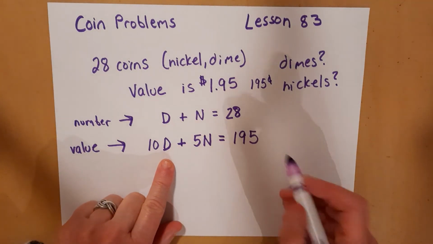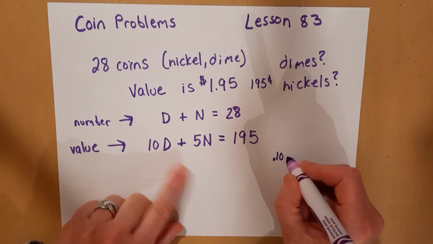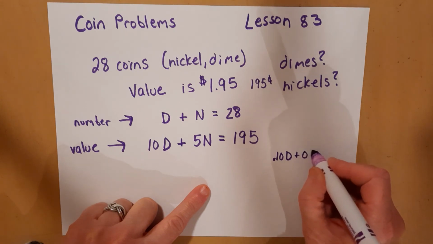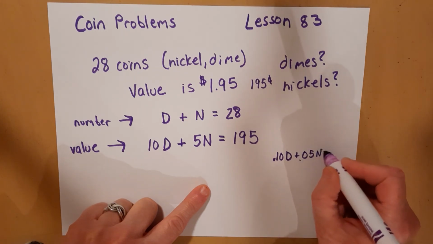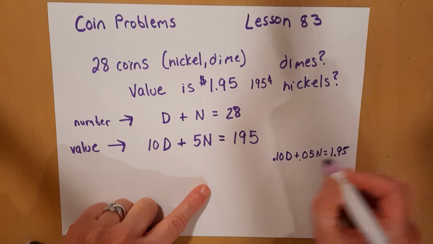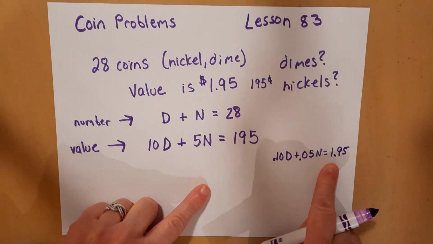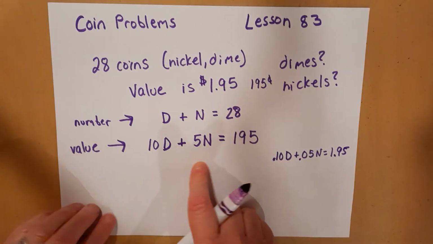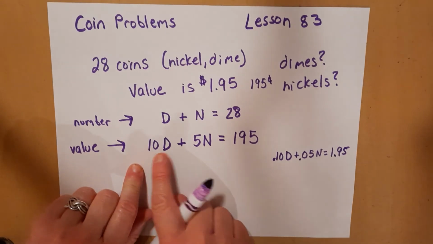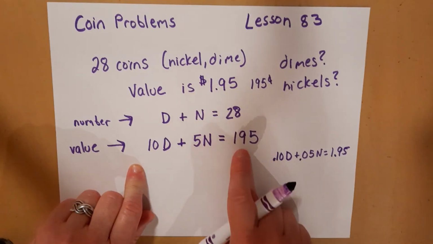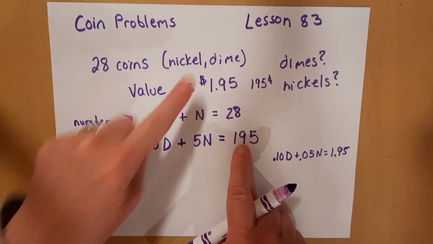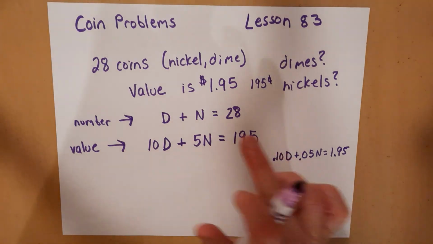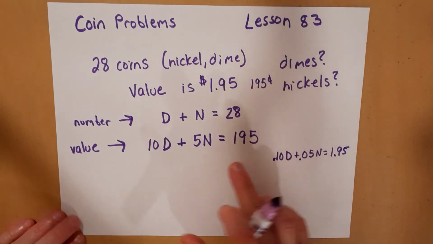Just a little note, you could have written that a dime was 0.10 with a decimal point, and a nickel is 0.05 with a decimal point, giving us $1.95. That equation does work, but I prefer to work without the decimals. I think it's less confusing, so I prefer to use the cents form. Just make sure you can't mix them though. You couldn't say that 10D plus 5N would equal $1.95, because then you would be mixing cents and dollars, which doesn't make sense.